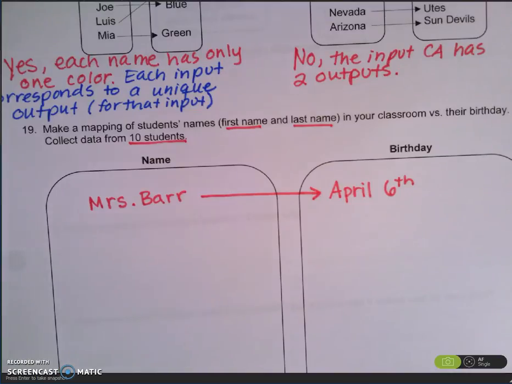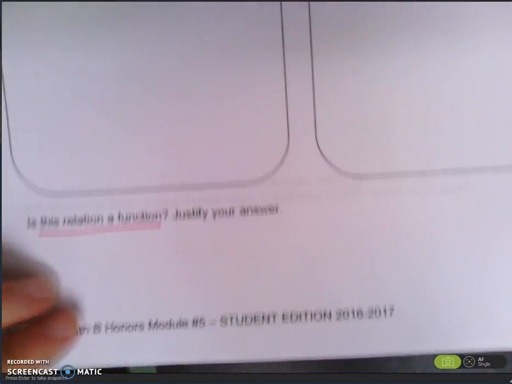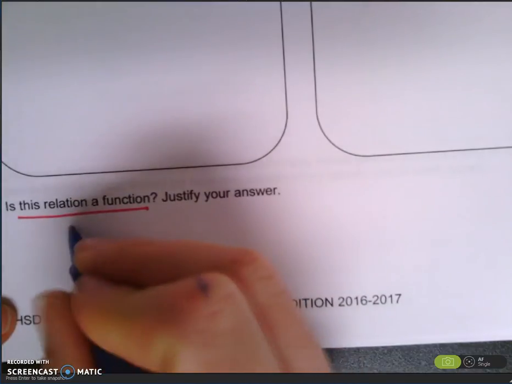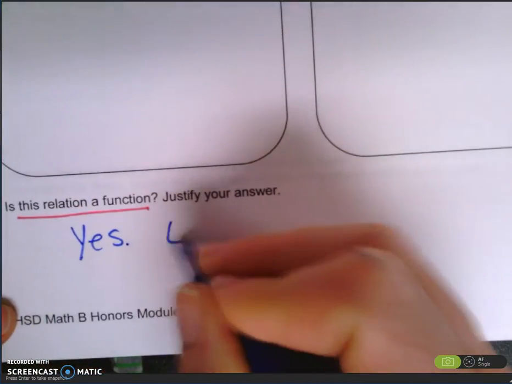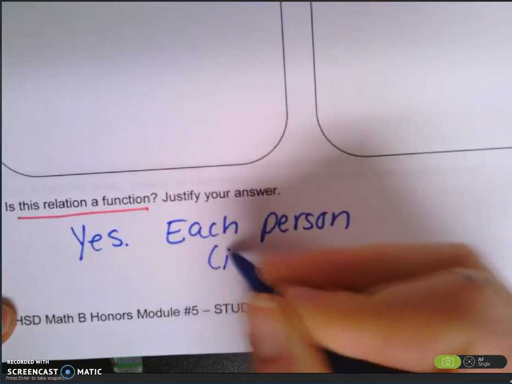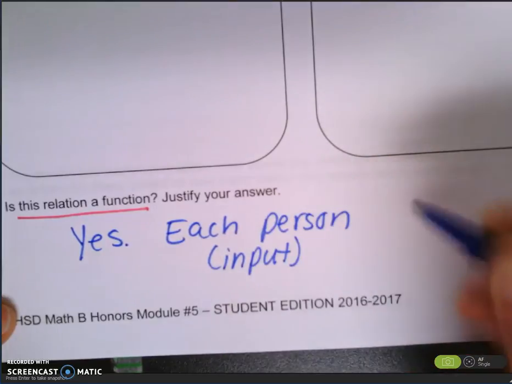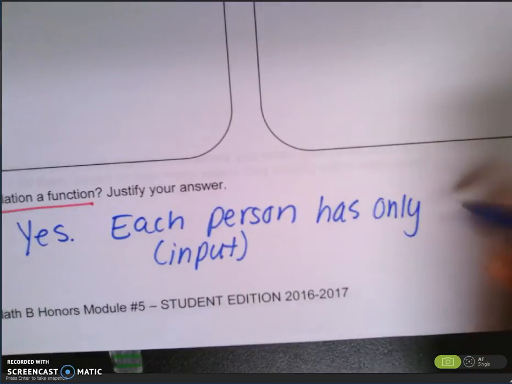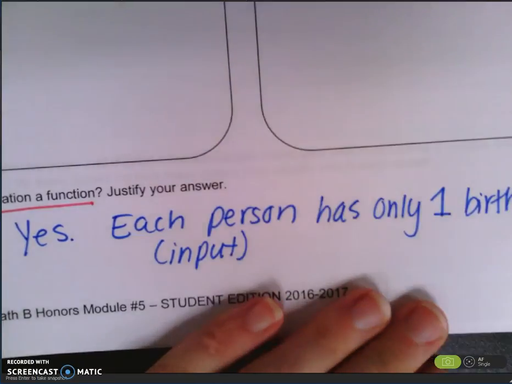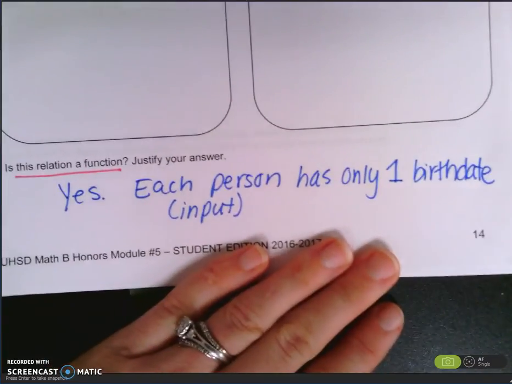3, 2, 1. Excellent. Hopefully that was enough time. With your mapping, is this relation a function? Yes or no? What did you guys think? The answer is yes. Each person, which is our input, has only one birth date, which is our output.